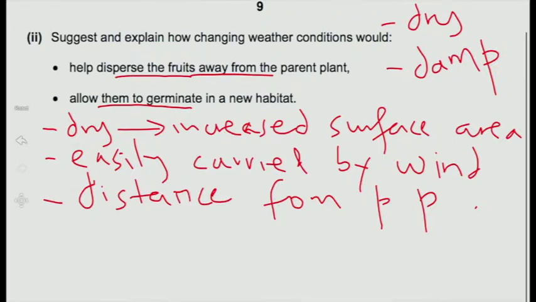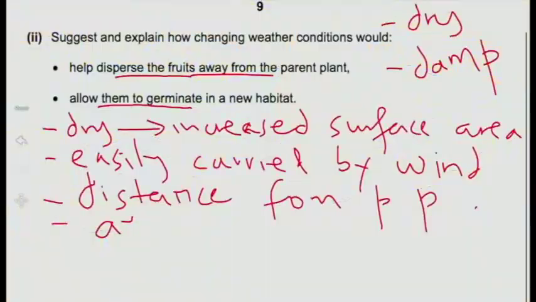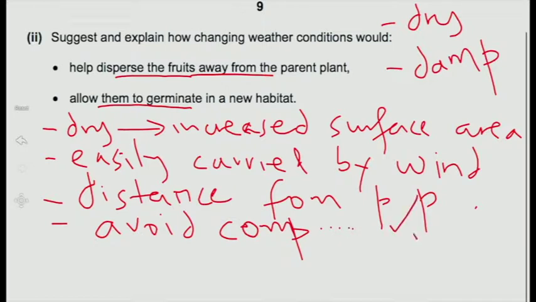It will increase surface area for it to be easily blown away by the wind. Then it will land distances away from the parent plant and minimize competition for sunlight, space, nutrients, water. You list them out.